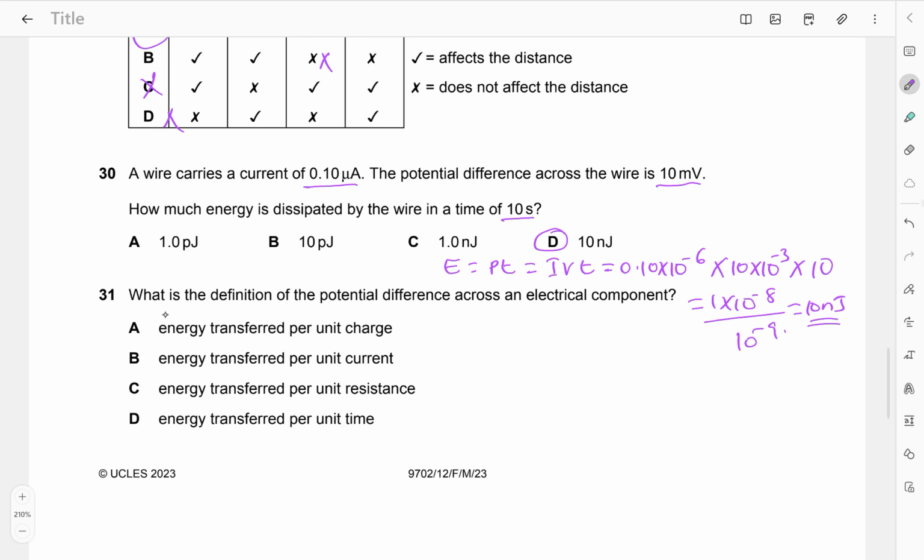What is the definition of the potential difference across an electrical conductor? We know that potential difference is the energy converted from electrical to thermal energy per unit charge. So energy transferred per unit charge, so the answer is A. It is not per unit current, not per unit resistance, not per unit time. Energy per unit time is power, not potential difference. So the answer is A.